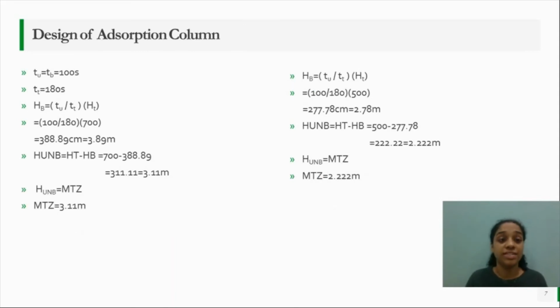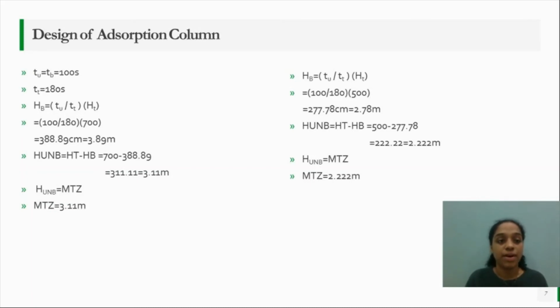Now moving on to the design for the adsorption column. All of the time taken for this particular design is taken from the same breakthrough curve. However, there are different total heights taken to ensure the best optimum MTZ can be obtained. To start off, we used a total height of 700 with a TU of 100 and TT of 180. With this, we obtained a total bed height of 3.89 meters or 388.89 centimeters.